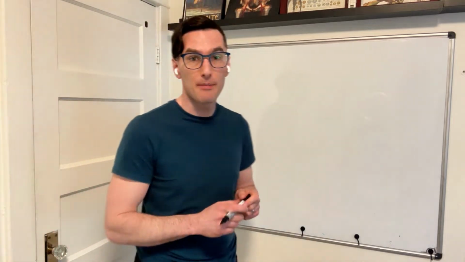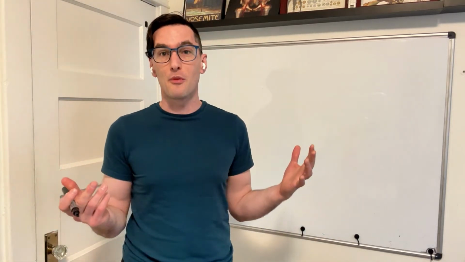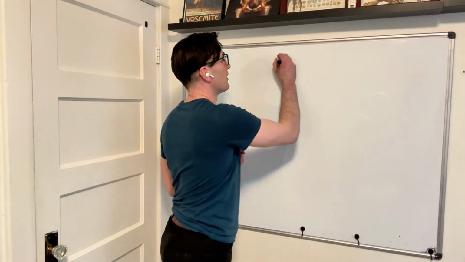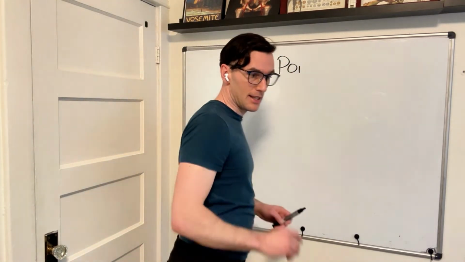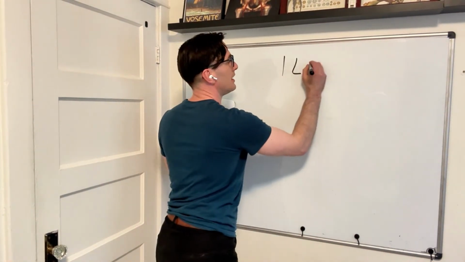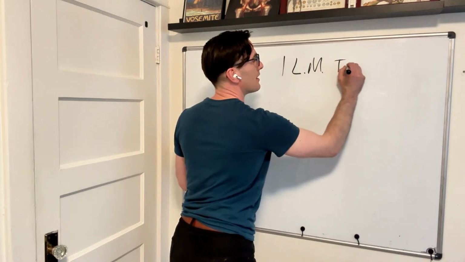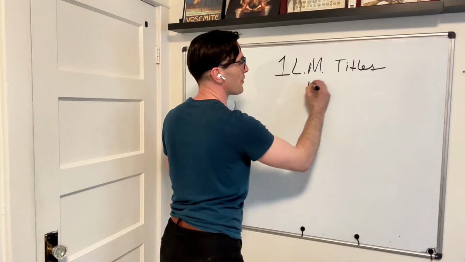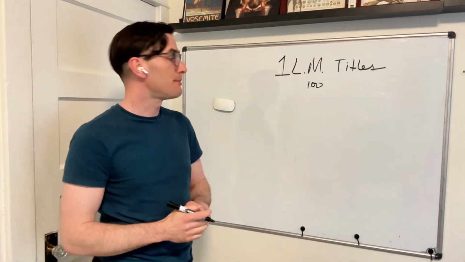So the first point to talk about is you just start with lead magnet titles. So how do you get good lead magnet titles? These are basically your lead magnet ideas. So we're just going to say lead magnet titles. Okay, so that's number one. You're going to need 100 of those. How do you find 100 good lead magnet titles?